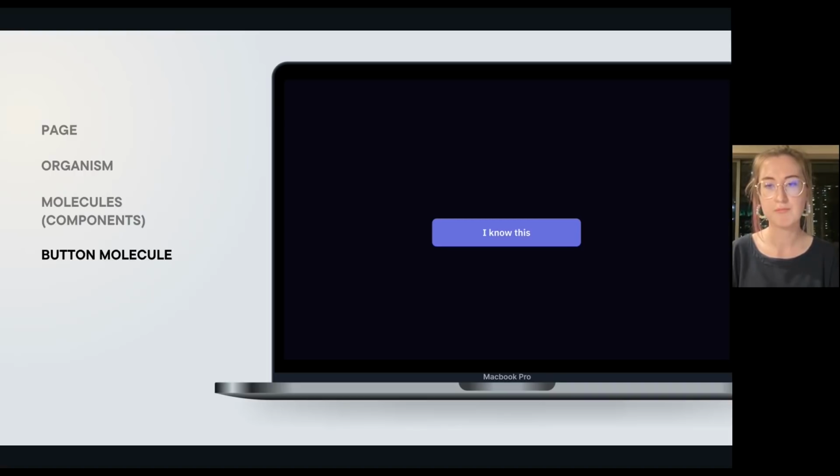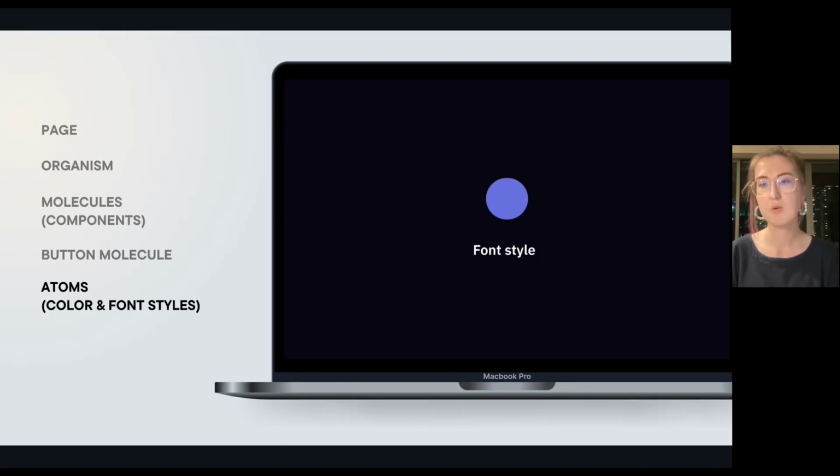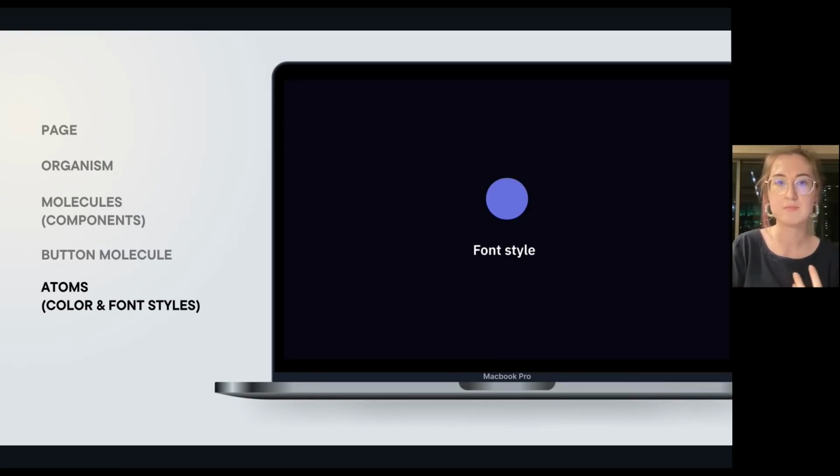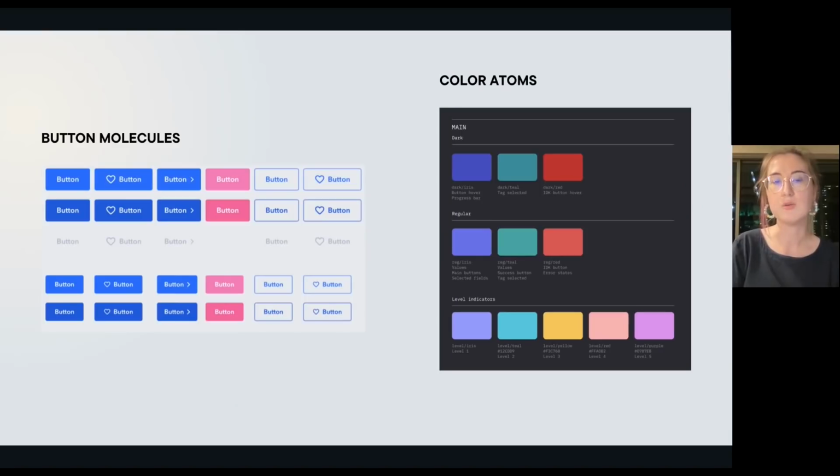What is it made up of? It is made up of atoms. We have an atom for a color and an atom for a font style. So combining the colored background and the font will create this molecule of a button. This is atomic system design thinking that I use.